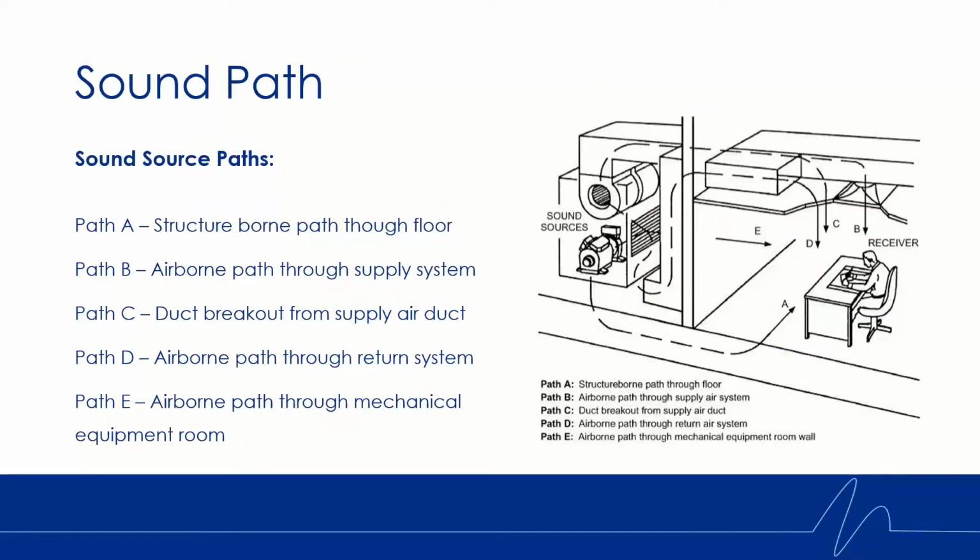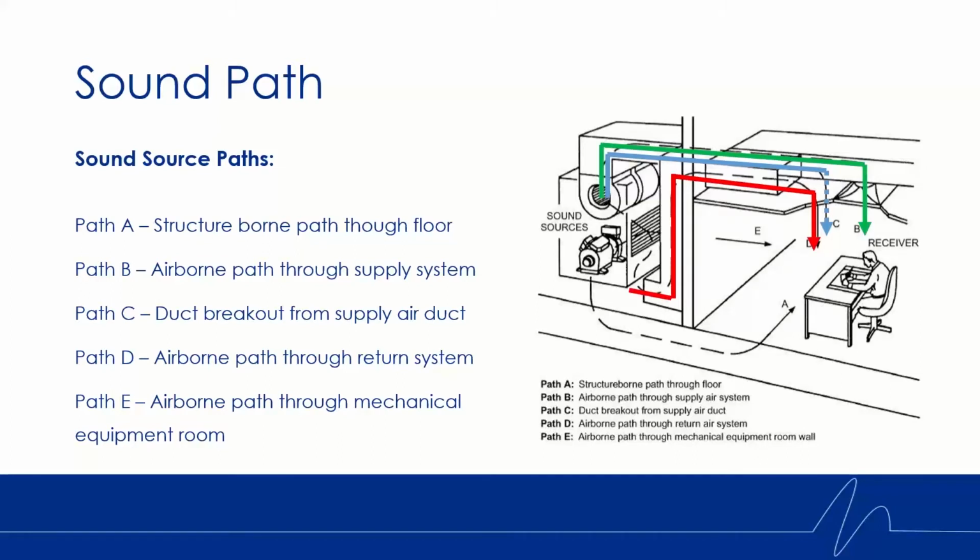Okay, lastly, we're going to talk about the path. Now, you can see in that image on the right there, there's 5 different sound paths. These are the most common sound paths on an HVAC system. There's the structure-borne path through the floor. We have the path through supply. We have the duct breakout, which we'll talk about in a few minutes here. But basically what that is, is the sound energy breaking out of the duct before it reaches the terminal.